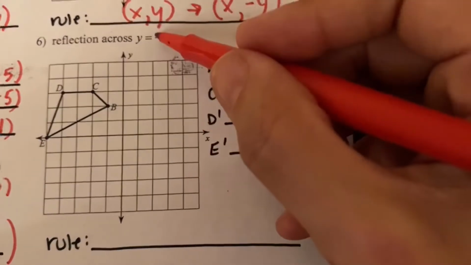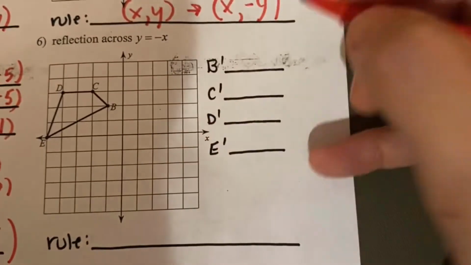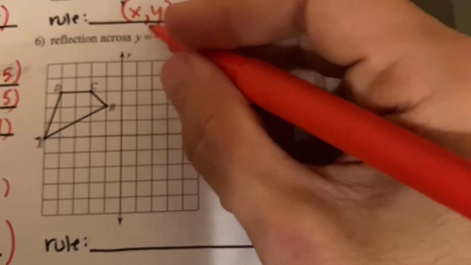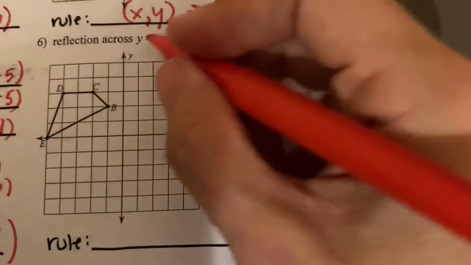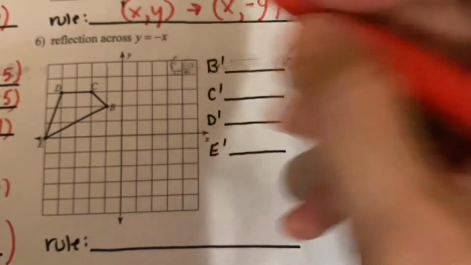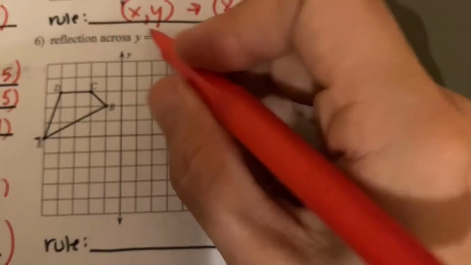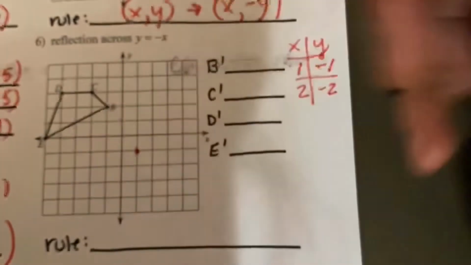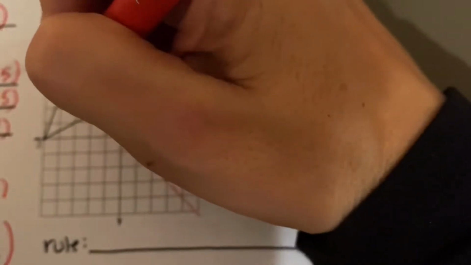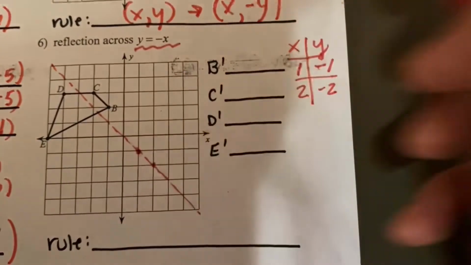Next. Reflect across y equal -x. So I don't know why y equals -x, but it does. So if, let's just make x the number 1, and I plug in 1 here, y ends up being -1. If I decide x is 2, and I plug in 2, y has to be -2. I don't know why, but it does. 1, -1. 2, -2. This is the line where y is equal to -x.